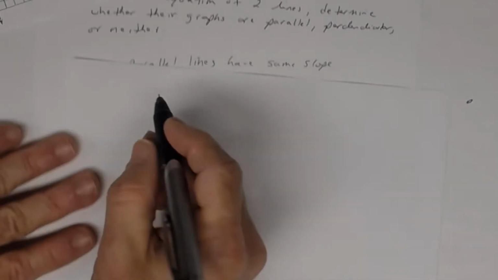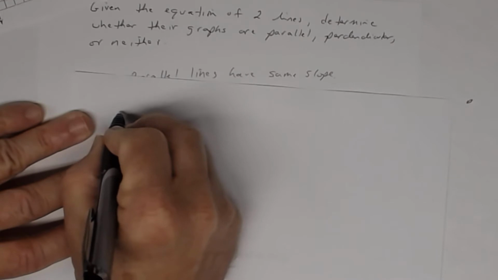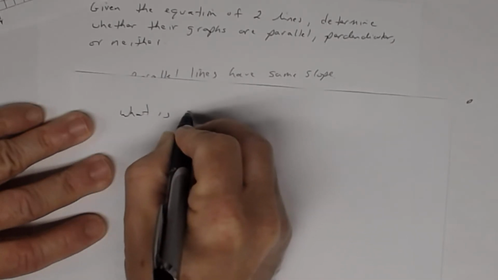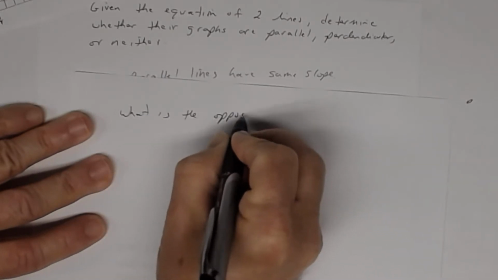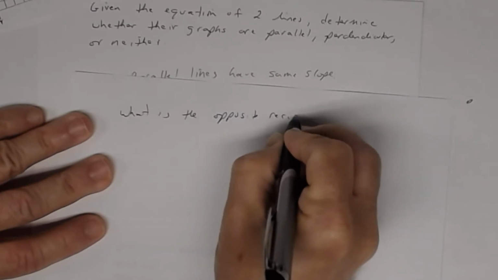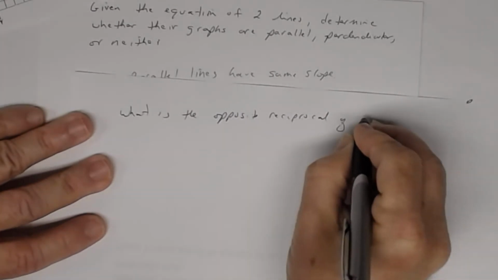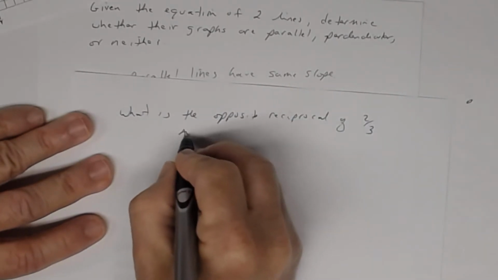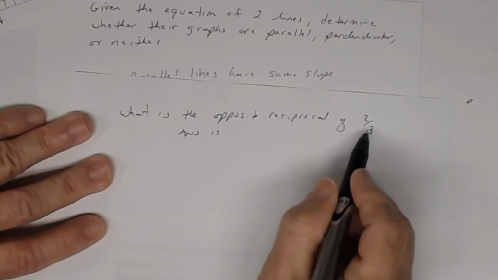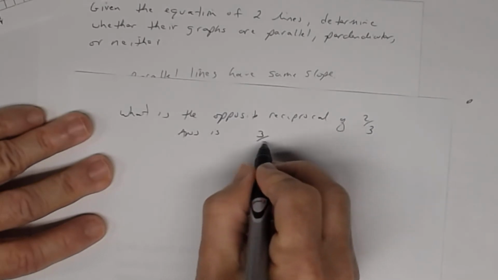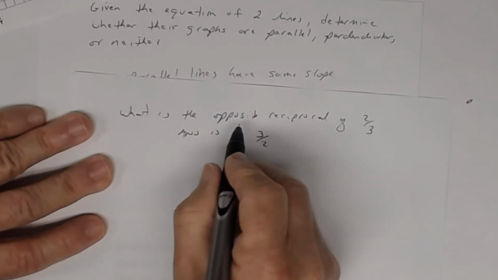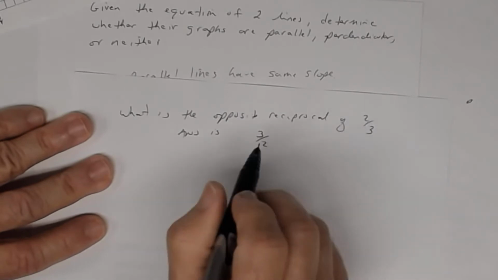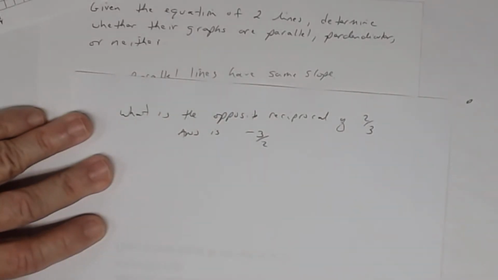Okay? So here's another way of saying that. So if I ask, what is the opposite reciprocal of, let's say, 2/3, then the answer is, so you're going to take the reciprocal. The reciprocal of 2/3 is 3/2. And then you take the opposite of that sign. So if this is positive, this is negative. So there's the answer. Okay?